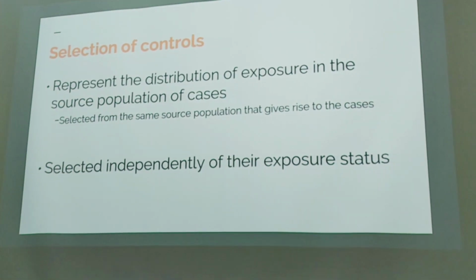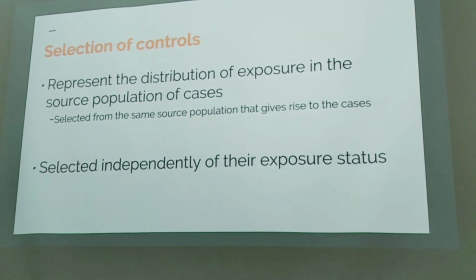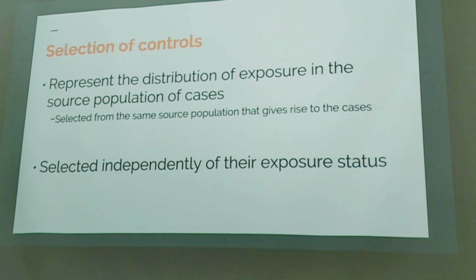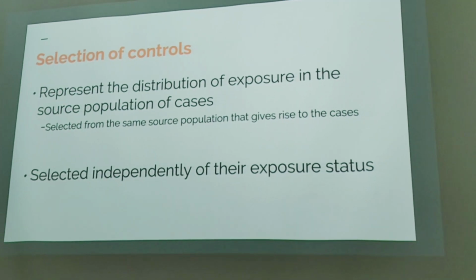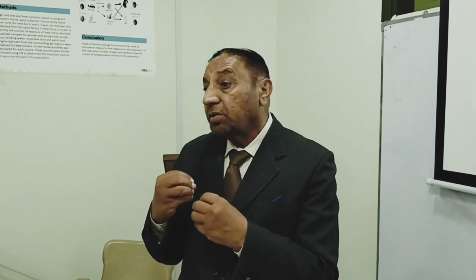Selection of the control can be the postgraduate questions. So what is the criteria of the selection of control? First, they should be without the disease of study, of interest. So what you are studying, they should be free from that disease when you are starting the study. Then they can become a control.